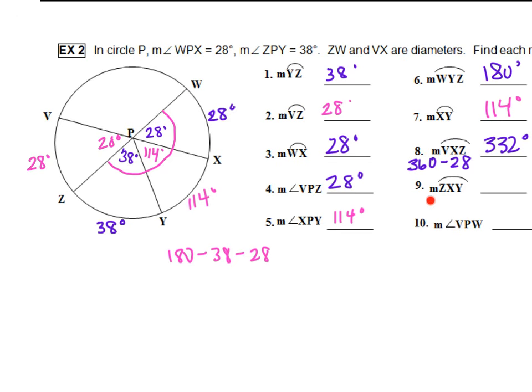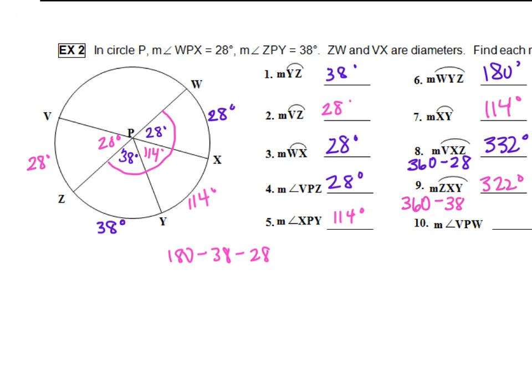All right, number 9, we need the measure of ZXY. So from Z, now I can't go this way because I'm hitting the Y, so Z to X to Y. So there's another one where from Z to X to Y is everything except for this 38 degrees. So we'll do the same math. We'll take 360 and we'll subtract out 38 degrees, and we're going to get 322 degrees for the measure of that arc.